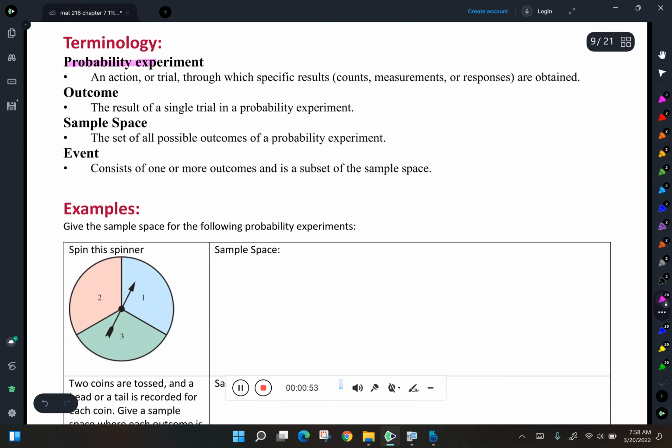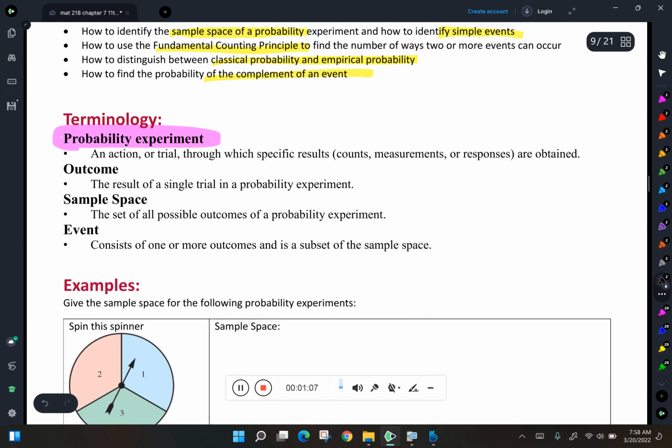All right, so our probability experiment. Our probability experiment, by definition, is an action or trial through which specific results, counts, measures, responses, however you want to word that, are obtained. Now, that's kind of a useless definition because it's so generic that it doesn't say anything. So when we think about a probability experiment, that's the thing that we're going to do, that we're going to try to find the likelihood of occurring. So think of it like this.